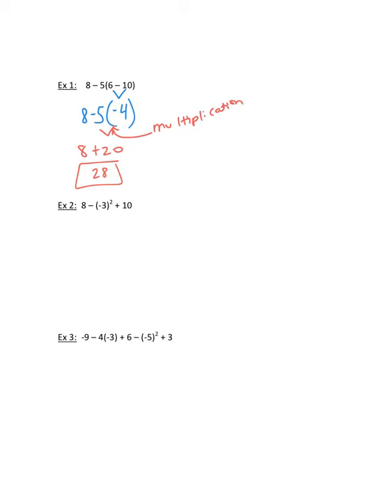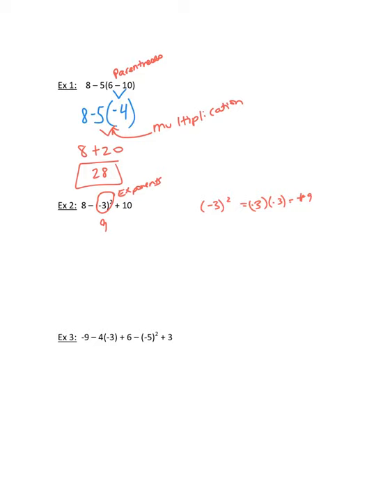All right, example 2. I don't have parentheses, so parentheses is out because there's no problem to be solved within the parentheses. Like in example 1, 6 minus 10 was parentheses because there was something to be simplified in the parentheses. In example 2, I don't have parentheses. I do, however, have exponents. This is exponents. So I am going to simplify negative 3 squared. And be careful, like we said before, negative 3 squared means negative 3 times negative 3, which is positive 9. So I'm going to write 9.